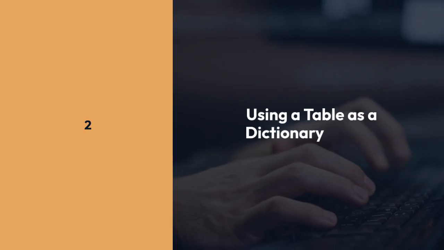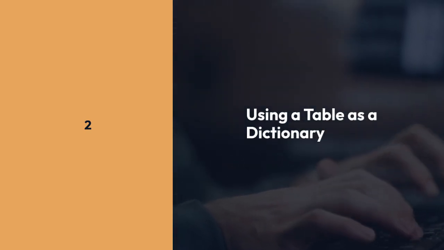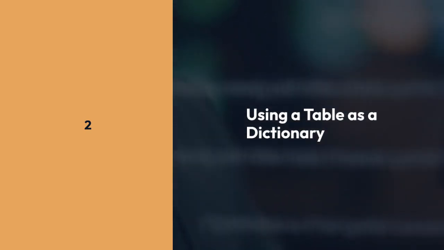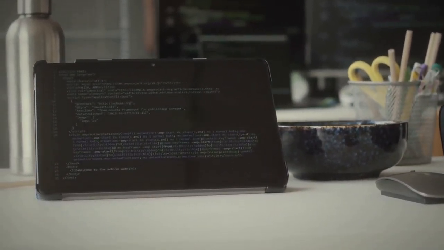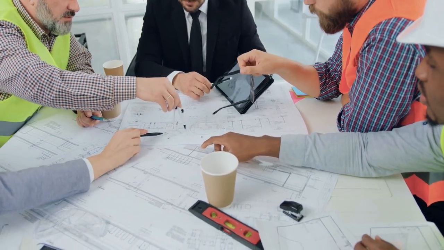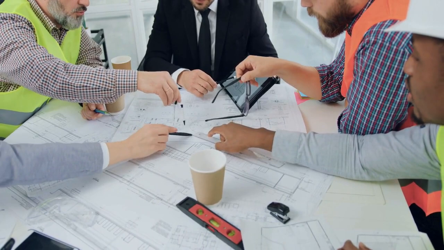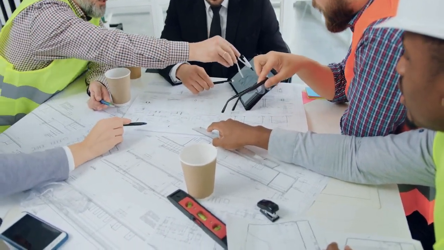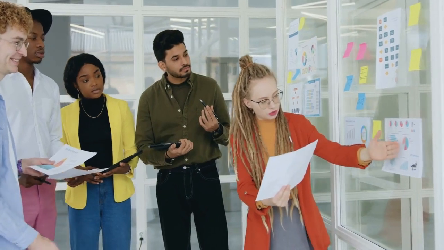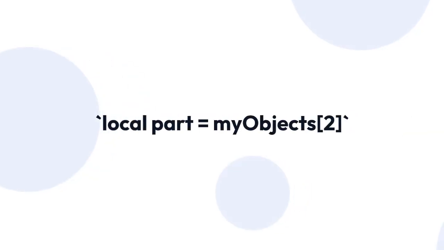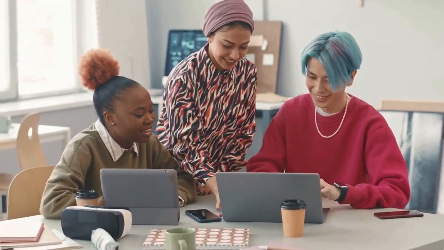2. Using a table as a dictionary. For more complex scenarios, using a table is a more robust solution. A table acts like a dictionary, allowing you to store information associated with each object. You would assign a unique reference number, like an integer, as the key, and the object itself, or a reference to it, as the value. For example, local myObjects = {[1] = game.Workspace.Part1, [2] = game.Workspace.Part2}. You can then access a specific object using its reference number: local part = myObjects[2]. This is scalable and avoids the limitations of directly using names.